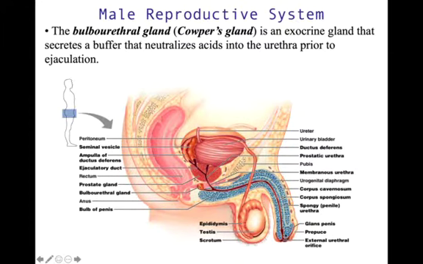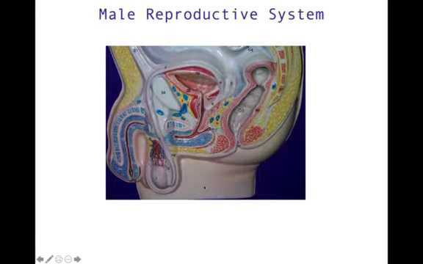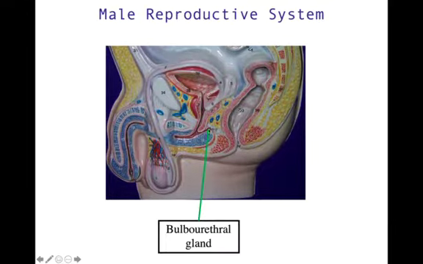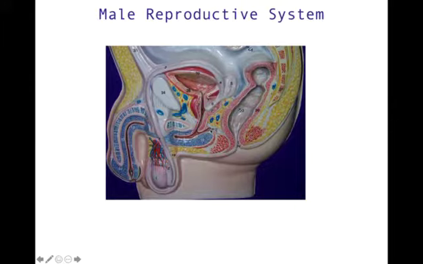The answer is yes. So what the bulbourethral gland does, when the male is sexually excited, is secrete a buffer that neutralizes those acids. Prior to intercourse, if you ever notice a fluid leaking out of the penis and the male hasn't ejaculated yet, that's not semen. What that actually is, is this buffer produced by the bulbourethral gland. So we look here, and here is that bulbourethral gland, number 8, right there.